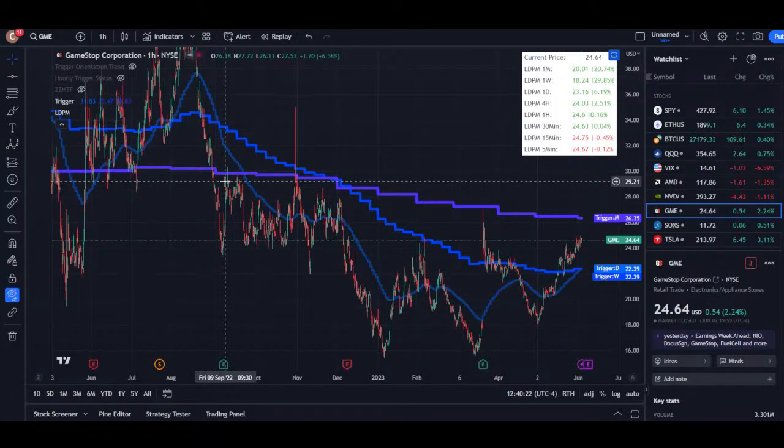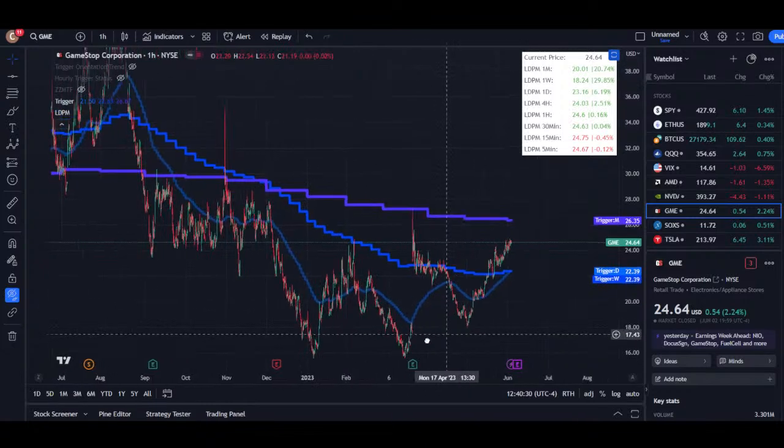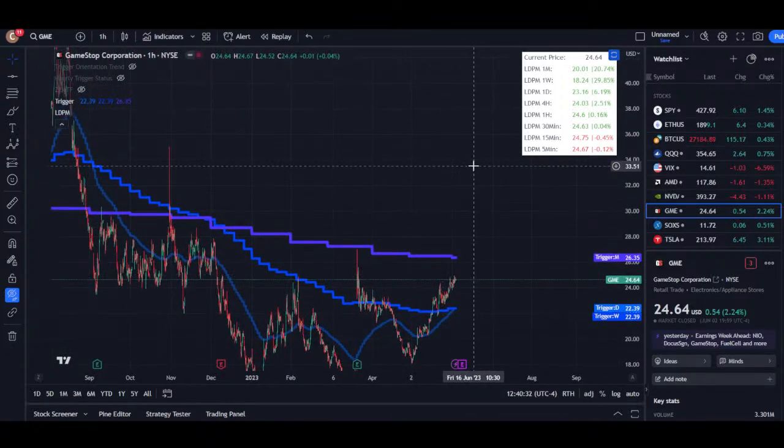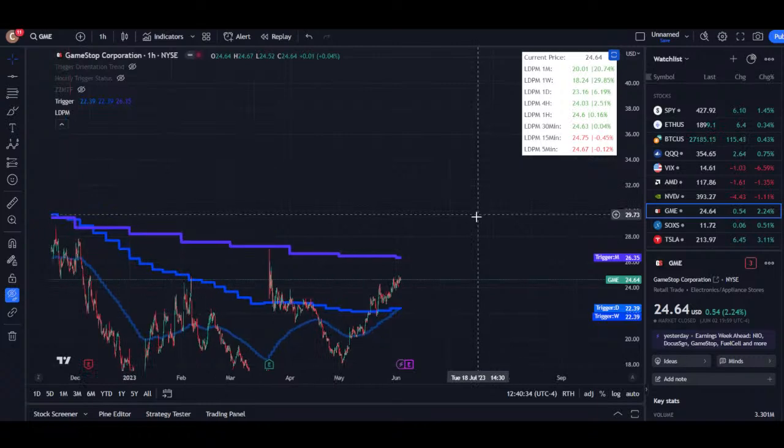You guys know that it hasn't been fun being a long-term investor in GME ever since September. I mean, don't get me wrong, it has been fun, but it hasn't been too fun for our portfolios. So just like breaking down below the monthly trigger caused all this bearishness, breaking above should cause some really nice upside price action for the stock.